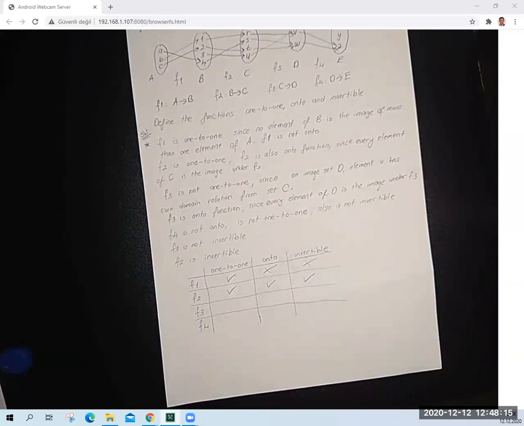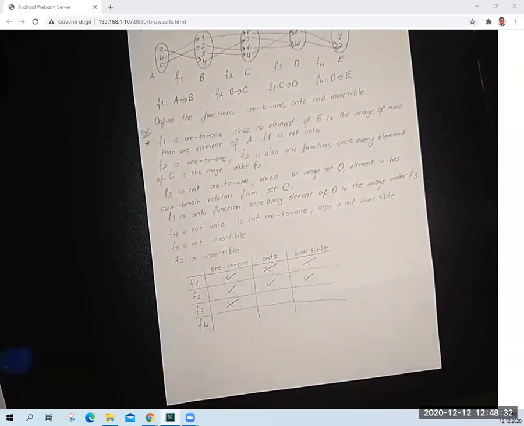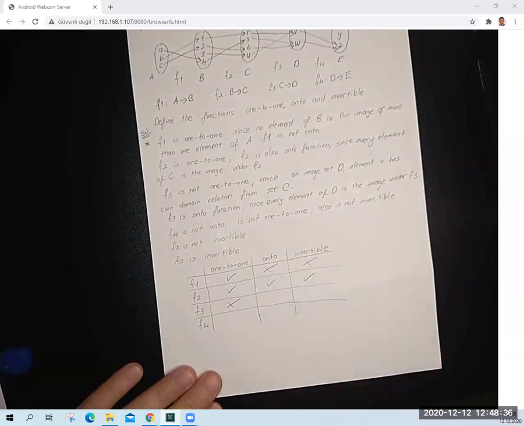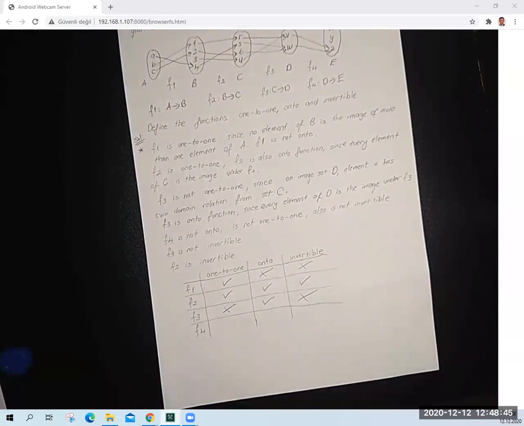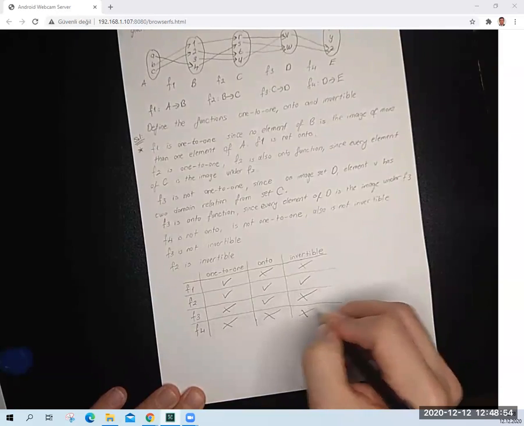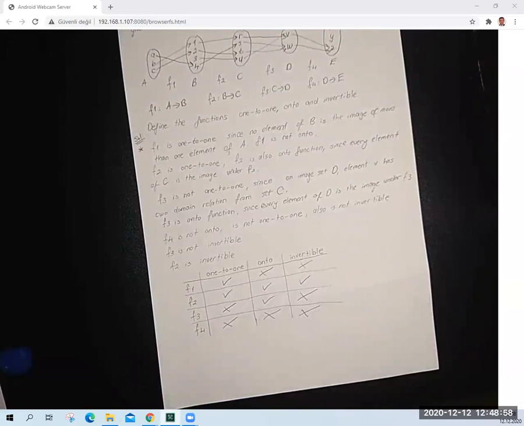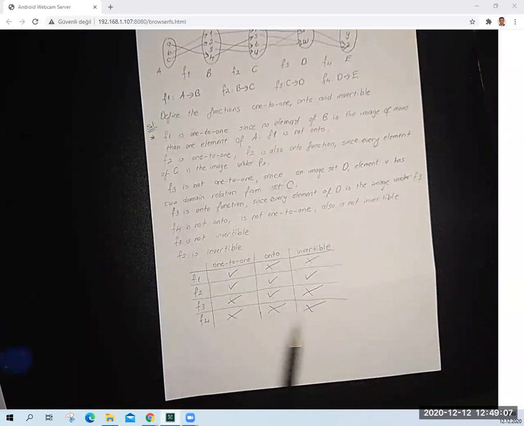And F3. How about F3? Is it one-to-one? No, it is not one-to-one. How about onto? Yeah, it is covering all members on the image set. How about invertible? It is not working one-to-one, so it is not invertible. And F4, is it one-to-one? No. Onto, no. Invertible, no. So this is easier, I think. Easier than that way, because we missed some of them, but we cover all properties or types of the function writing in that table. Any question?